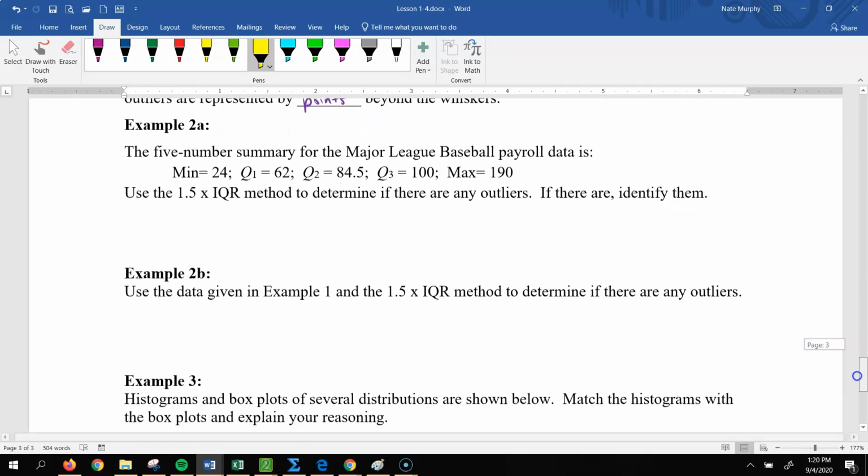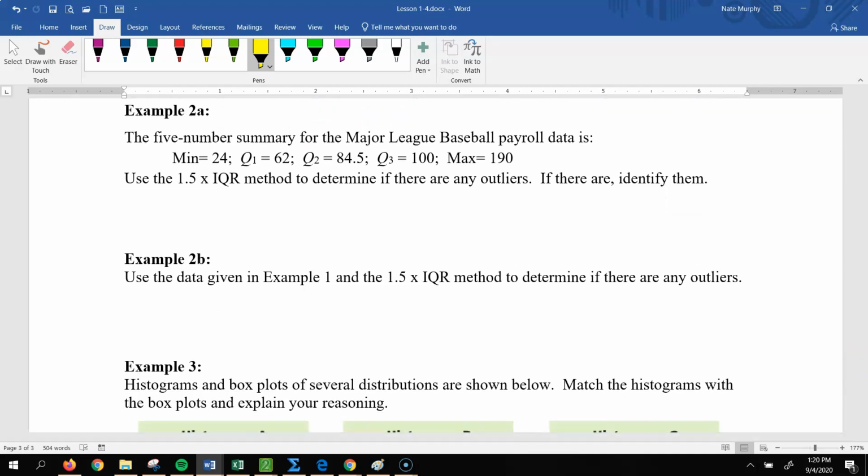All right, so let's look at, they gave us a 5-number summary for that payroll information up above there. We want to use that 1.5 times IQR method to determine if there are any outliers. So let's first figure out what the interquartile range is, the IQR. Remember, that's Q3 minus Q1. So if I take the Q3, which is 100, minus the Q1 of 62, I get an IQR of 38.